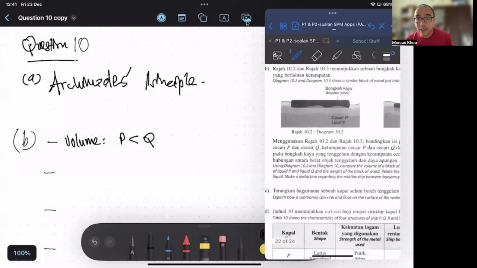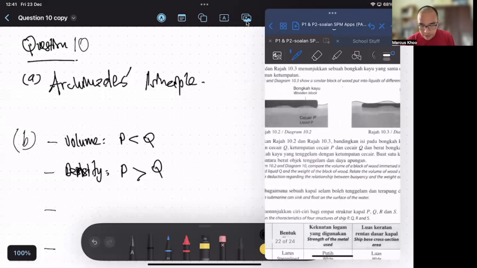Secondly, we have to compare the density of liquid P and liquid Q. Since the block is a lot more afloat in P than in Q, obviously P will be more dense than Q, because it is able to provide a bigger buoyant force lah. That's why it's able to keep the block afloat even more.